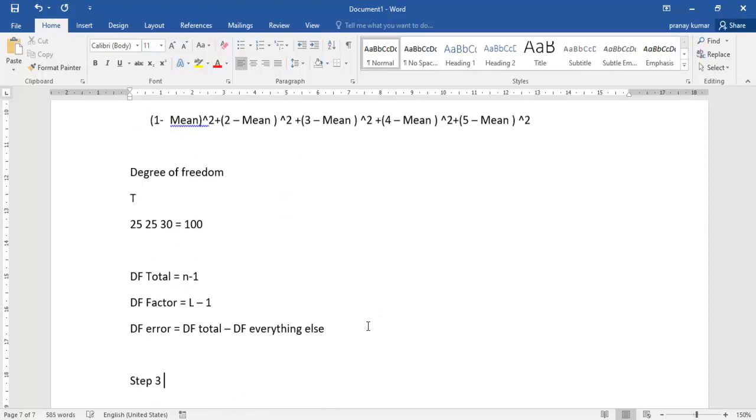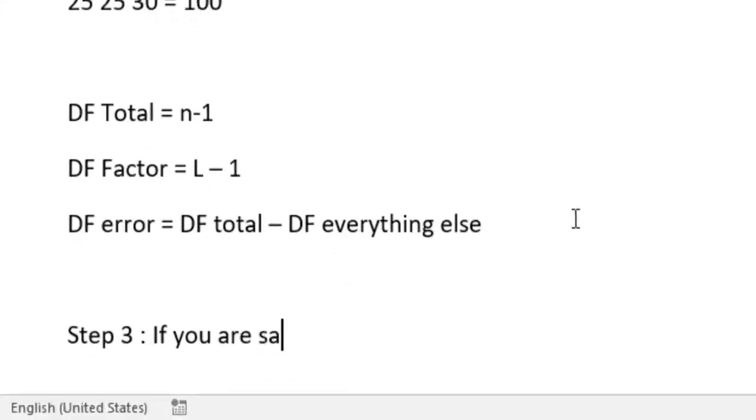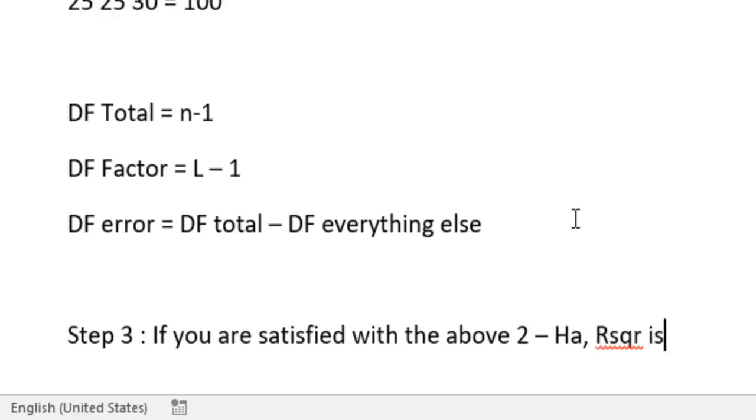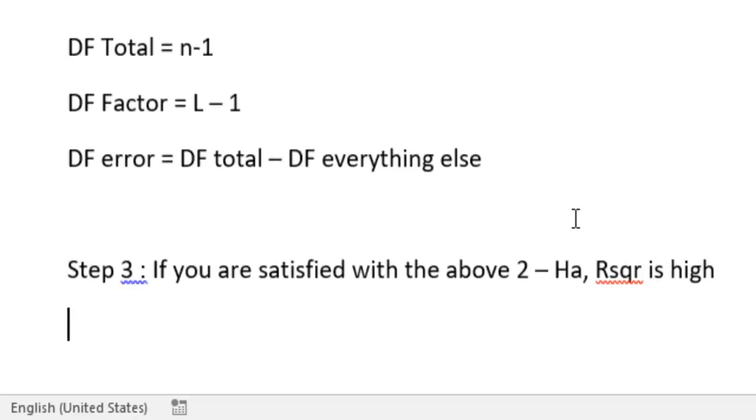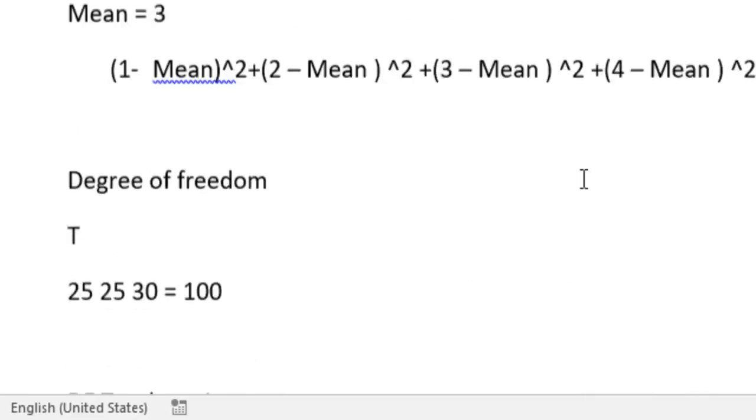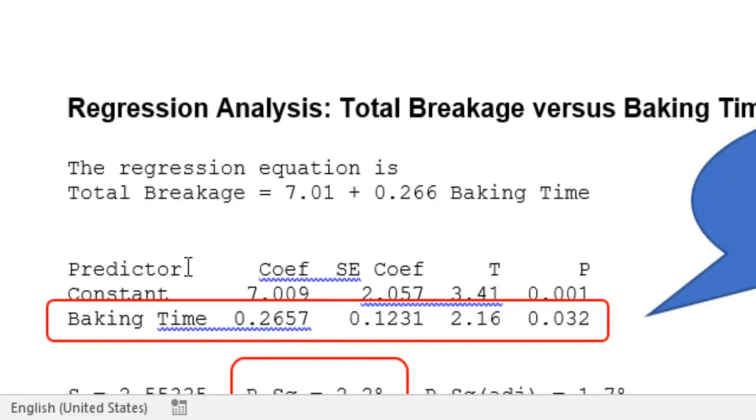अगर you are satisfied with the above two, satisfied मतलब HA आ गया है और R square भी हाई आ गया है. If both are true, so the next thing that we will look at is the transfer function that the Minitab would have given us. Minitab by default एक मैथमेटिकल इक्वेशन हमको बना के देता है.